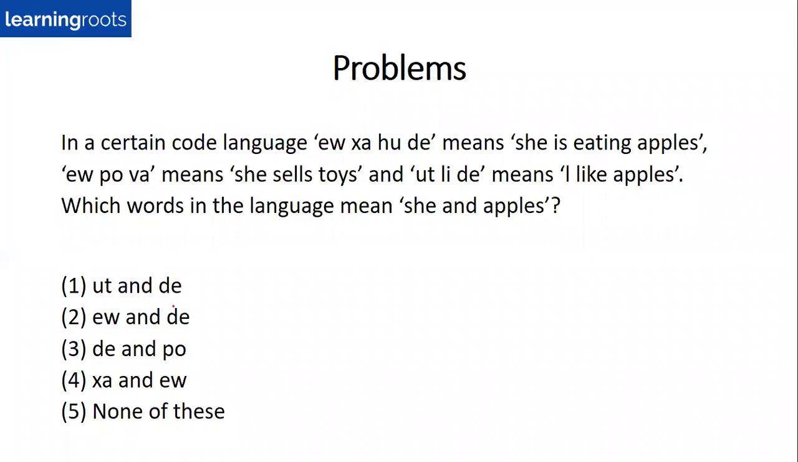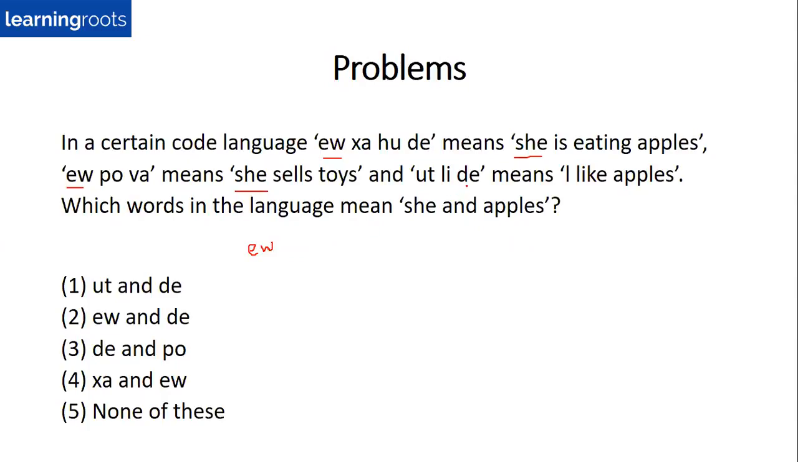Now, as we saw in the previous question, again you have some words. So EW, XA, HU, DE, and that means she is eating apples. You start looking for commonalities. So she is eating apples and she sells toys. The word she is common. So when you have she common, you will have another code which is common. So EW, XA. Now EW is common, which means she stands for EW. So now you have this, which is she and apples, right? So she is of course EW. So you have got one part of the answer.